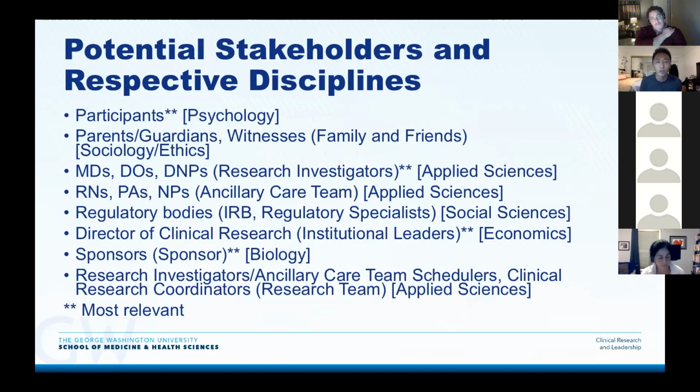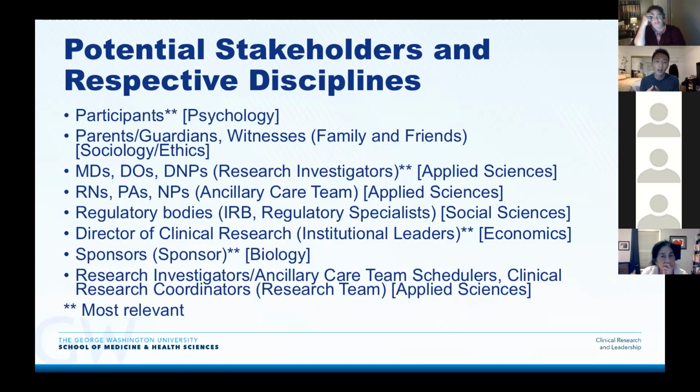So the potential stakeholders, and I included the disciplines involved, are the participants, which take a psychological approach; parents, guardians, witnesses, family and friends, more of a sociological, ethical perspective; the research investigators, more of the applied sciences; the ancillary team involved in the overall care, also applied sciences; regulatory agencies, more along the social sciences; the director of clinical research, which is more in line with the economics of the whole operation; and the sponsor of a given clinical trial, focusing on the biology discipline. And the research investigators, ancillary team, schedulers, and research coordinators are all part of the applied sciences.